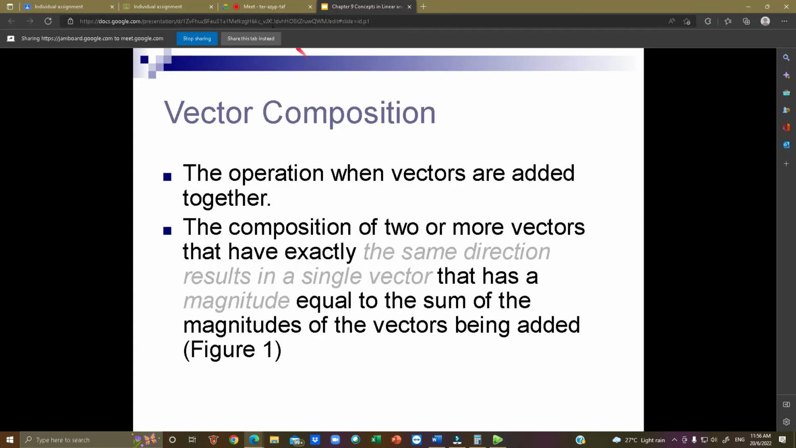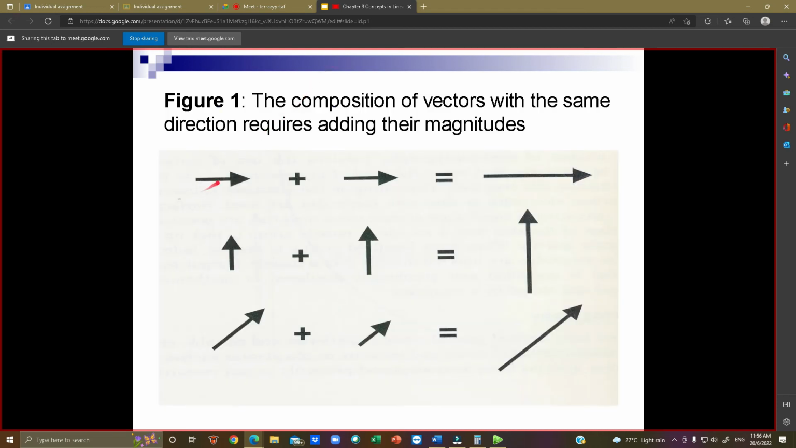The first shape. Okay. The operation when vector are added together. The composition of two or more vector that have exactly the same direction result in one single vector that has magnitude. Dia contoh dia. Okay. Untuk yang pertama ni, ditambah. And then, it is the same direction. So, you just add on the length. Okay. Jika arah dia adalah sama.